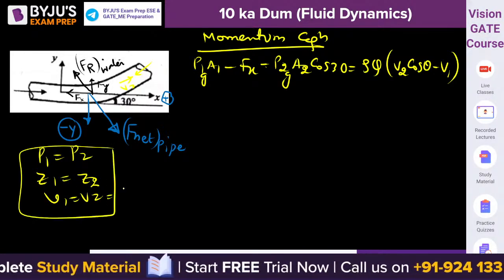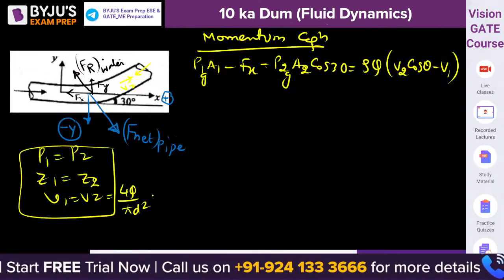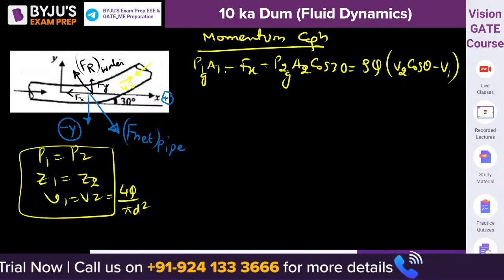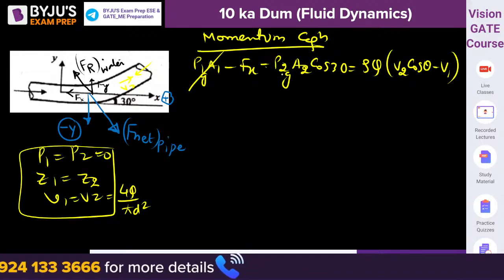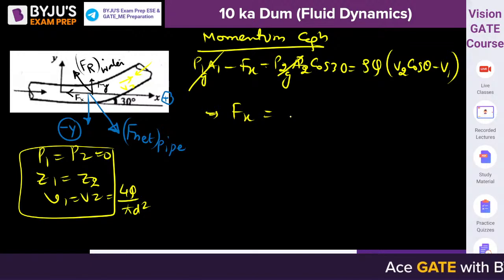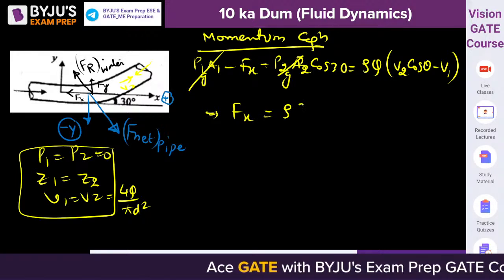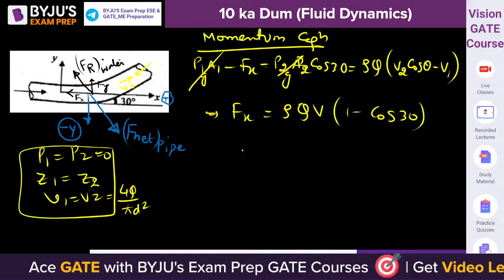So we can say V1 is equal to V2. And what is the value of V? Velocity will be equal to 4Q by pi d square. V1 will be equal to V2, so these two will get cancelled out. P1 is equal to P2 is 0 because P is PATM. These two terms will get cancelled out, and we can say Fx, the force on the fluid, will be equal to rho into Q into V cos theta minus 1. So it will be rho QV then 1 minus cos 30. Put the values, you will get the answer.